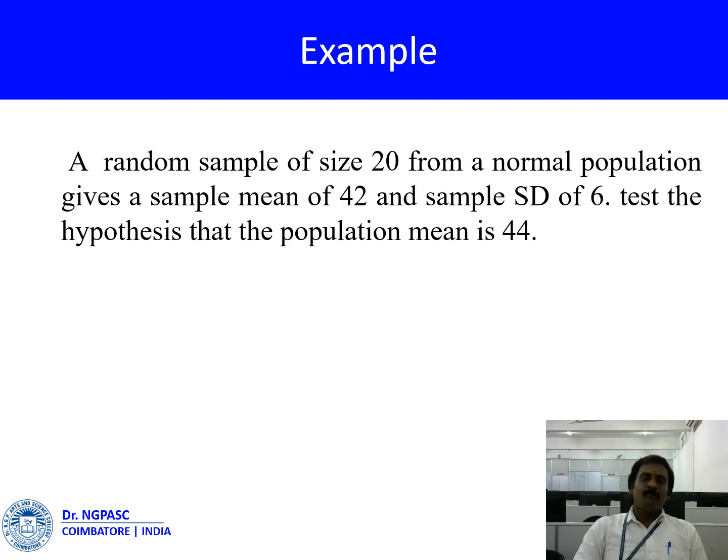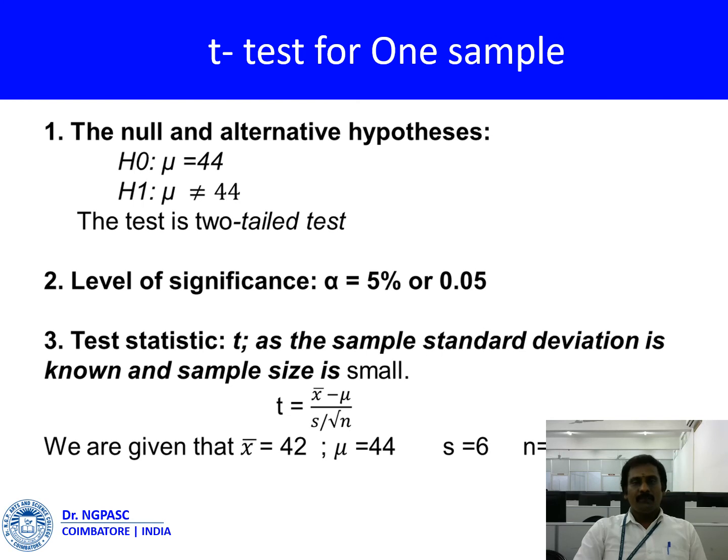Another example: a random sample of size 20 from a normal population gives a sample mean of 42 and sample standard deviation of 6. Test the hypothesis that the population mean is 44. The calculation part: we apply the t-test for one sample. The null hypothesis: mu is equal to 44, and the alternative hypothesis: mu is not equal to 44. Then the two-tail test is applied. Level of significance alpha is equal to 5%.